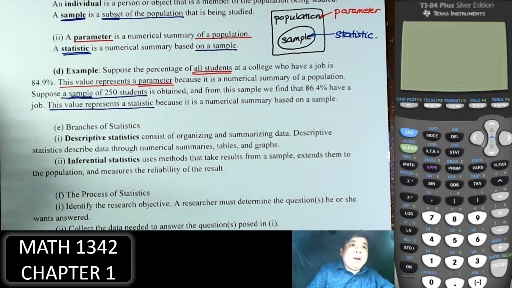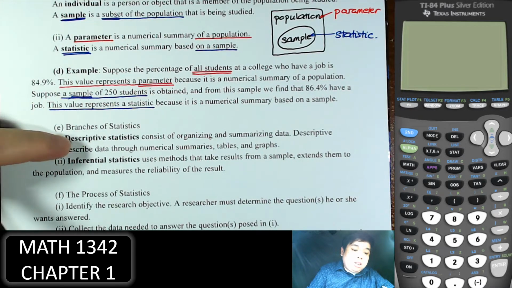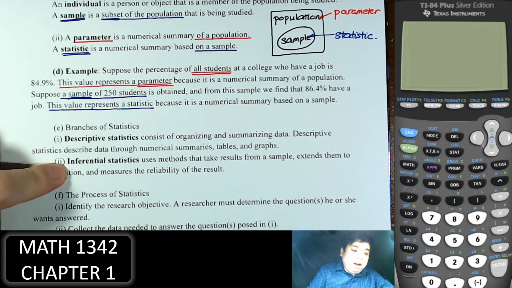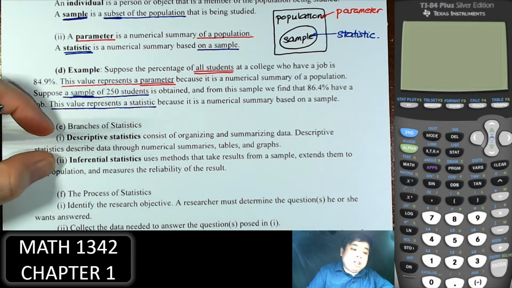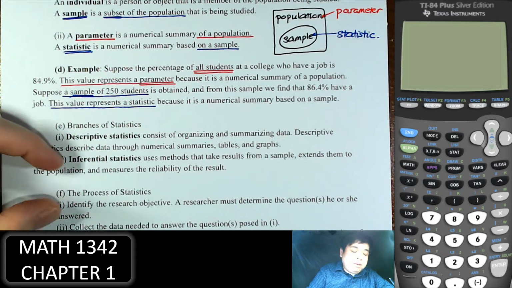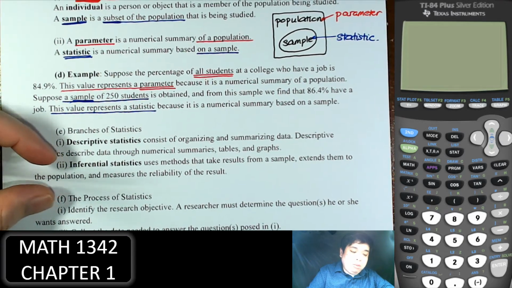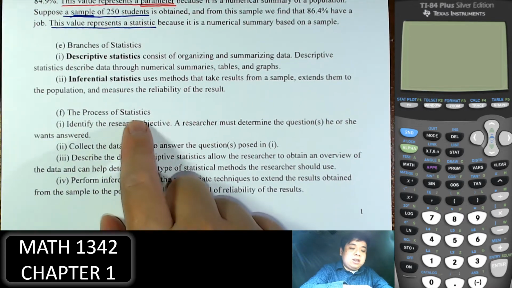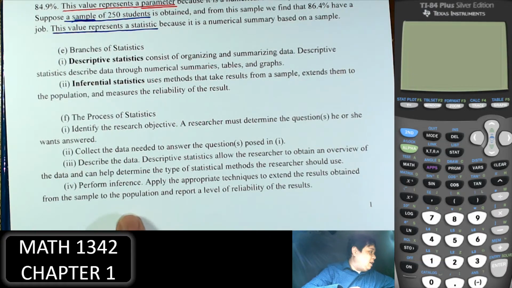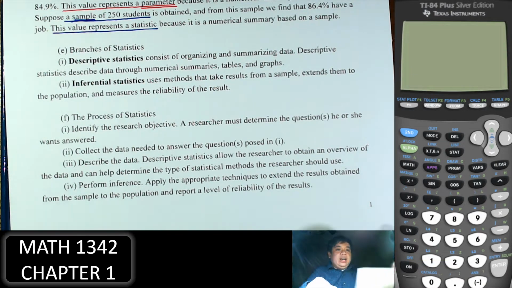Next, the branches of statistics are descriptive and inferential. In the first part of the class we deal with descriptive, and later at the end of the class we'll study more about inferential. And the process of statistics, I'll let you read that. Like I said, I will not go over everything here.